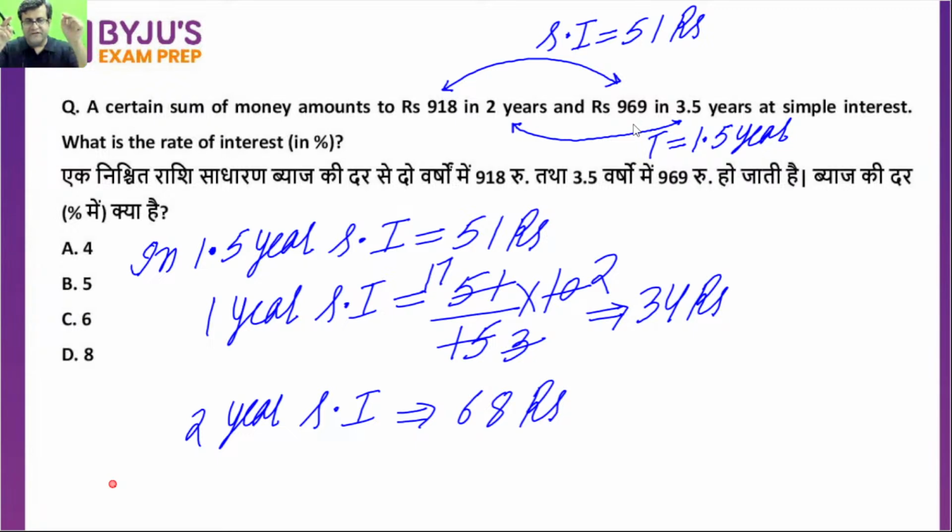Obviously, it will be clear to you that the difference between the amounts is 51 rupees. It means 51 rupees extra interest was there. The time gap is 1.5 year. That is also visible to you. 1.5 year simple interest is 51. So 1 year simple interest will be 34. So 2 year simple interest will be 68. That's clear to everyone.